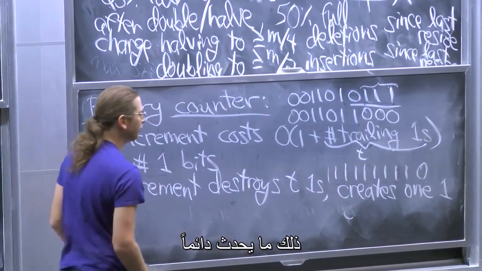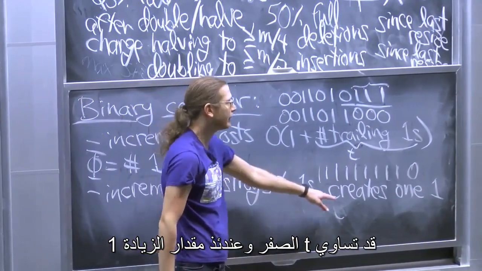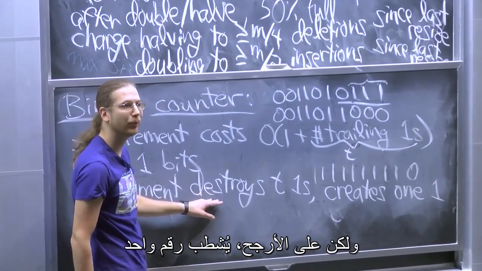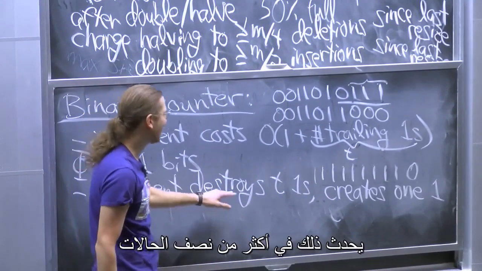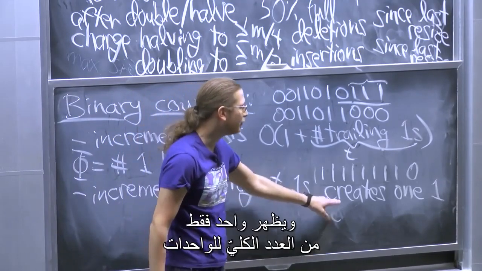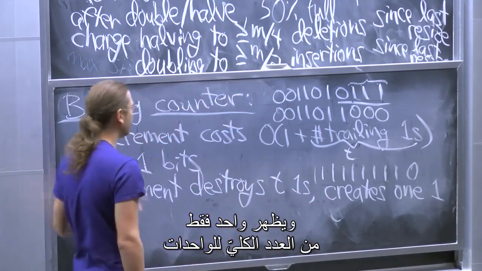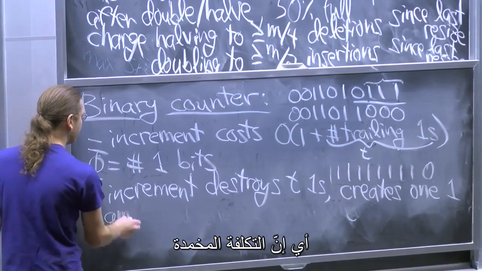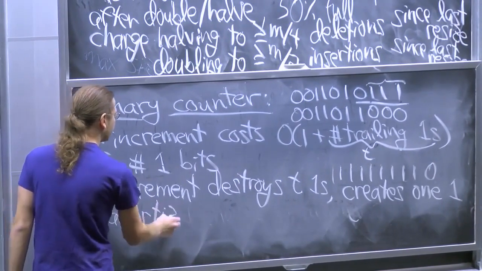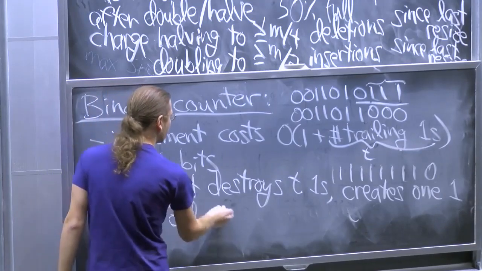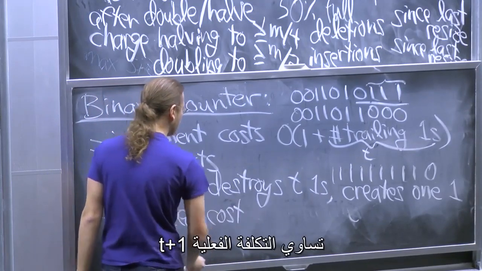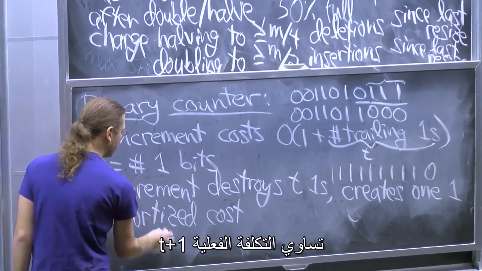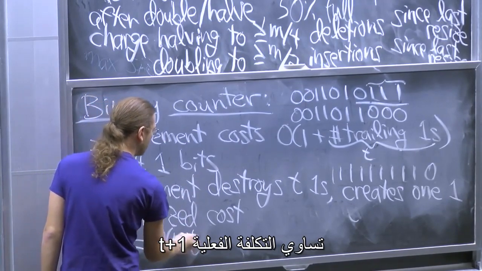That's always what happens. T could be 0, and then I have a net positive of 1. But most of the time, actually, I destroy 1 bits. Well, more than half the time, I destroy 1 bits, and I just create a single 1 bit in terms of the total number of 1s. And so the amortized cost is the actual cost, which is this 1 plus t.